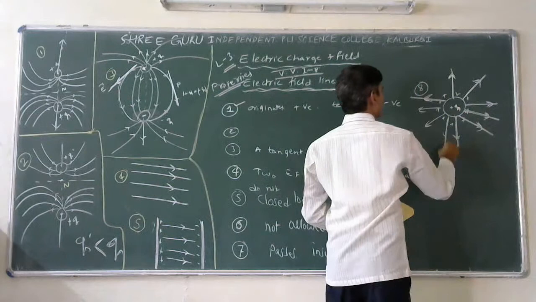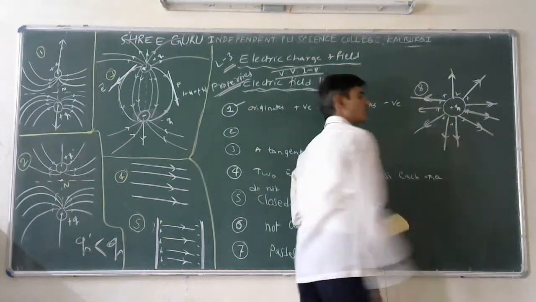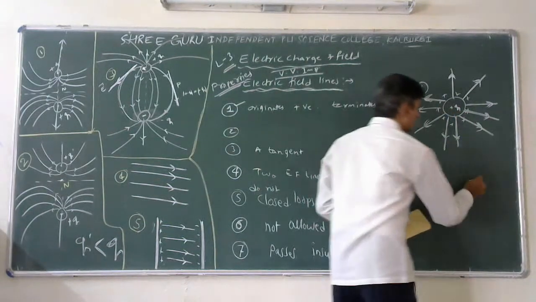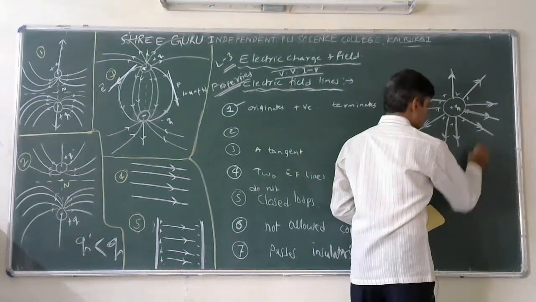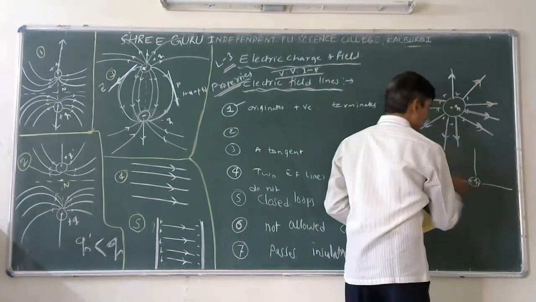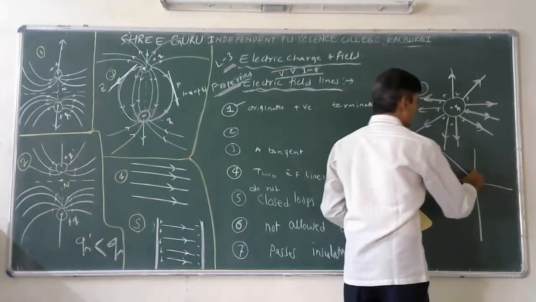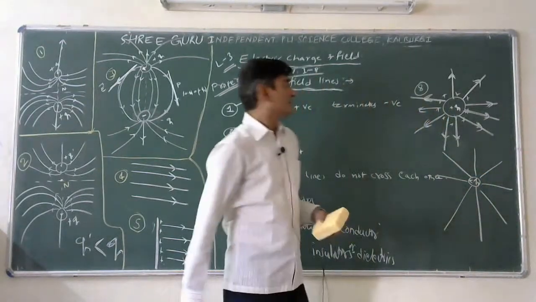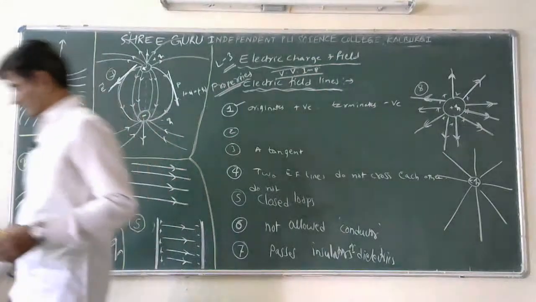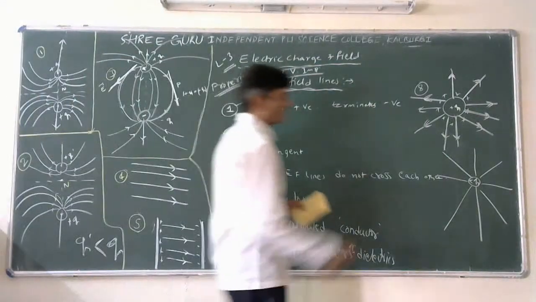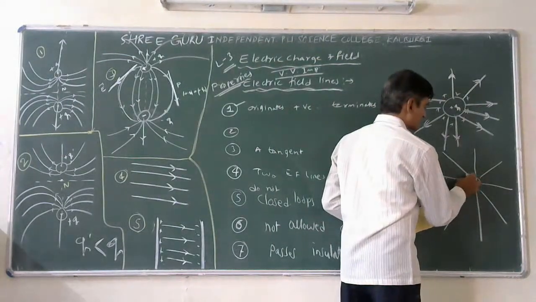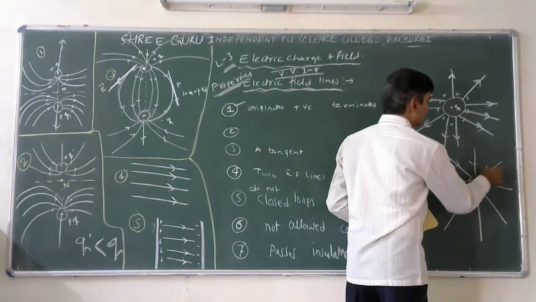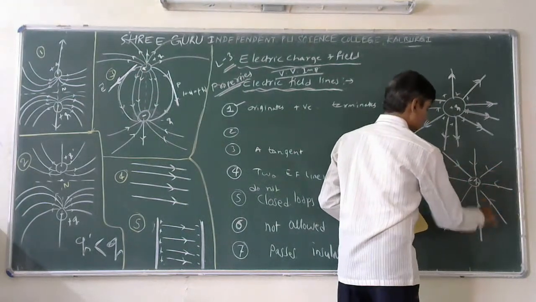The diagram for electric field lines due to an isolated positive charge. Similarly, if there is an isolated negative charge, what will be the direction of the electric field lines? You have to always draw the direction, whether inward or outward. For a negative charge, the electric field intensity is inward.